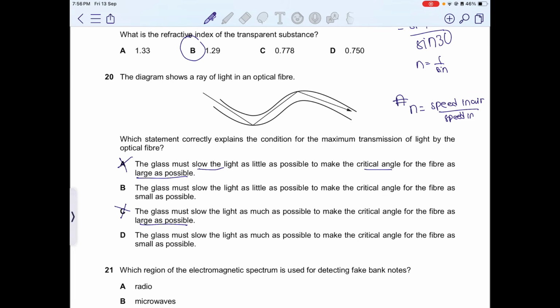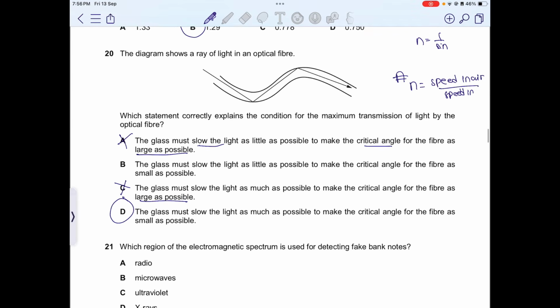So indeed, you should go with option D. The glass must slow the light as much as possible to make the critical angle for the fiber as small as possible. I hope you understand the second reason: the critical angle is small, so more light will be totally internally reflected. And why should the light itself be slow? Basically, then it will be able to totally internally reflect. If the light is traveling fast, then it can be difficult to totally internally reflect. And the most important property is that if you have a material with a high critical angle, then the light would indeed be traveling slowly.